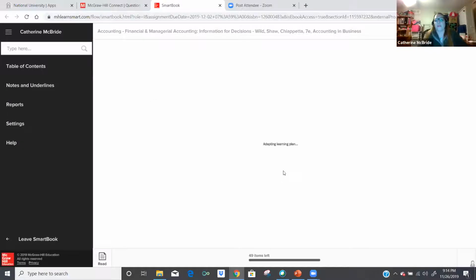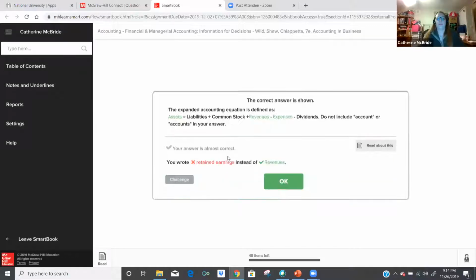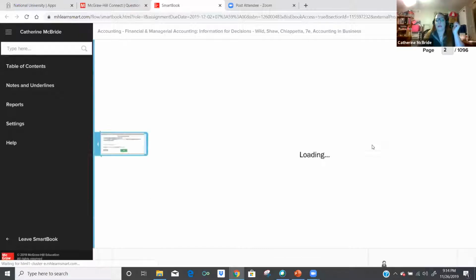Oh, I forgot to write something. The expanding accounting equation: assets equal liabilities plus common stock plus retained earnings, minus expenses, common stock, we broke it out, retained earnings, and I say, okay, I think so. And now it's going to say, oh, instead of retained earnings, it should be revenue. And then if you're like, what? You can go to read about this.